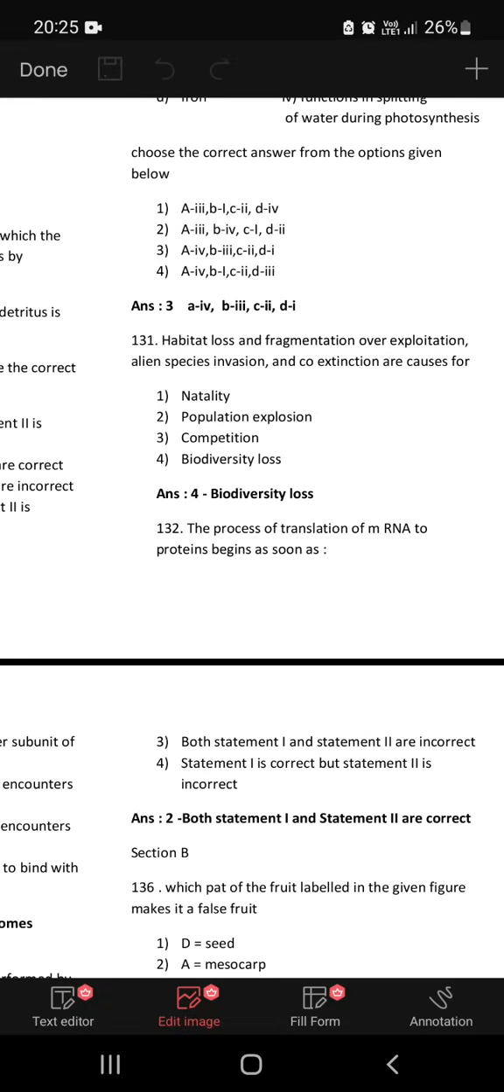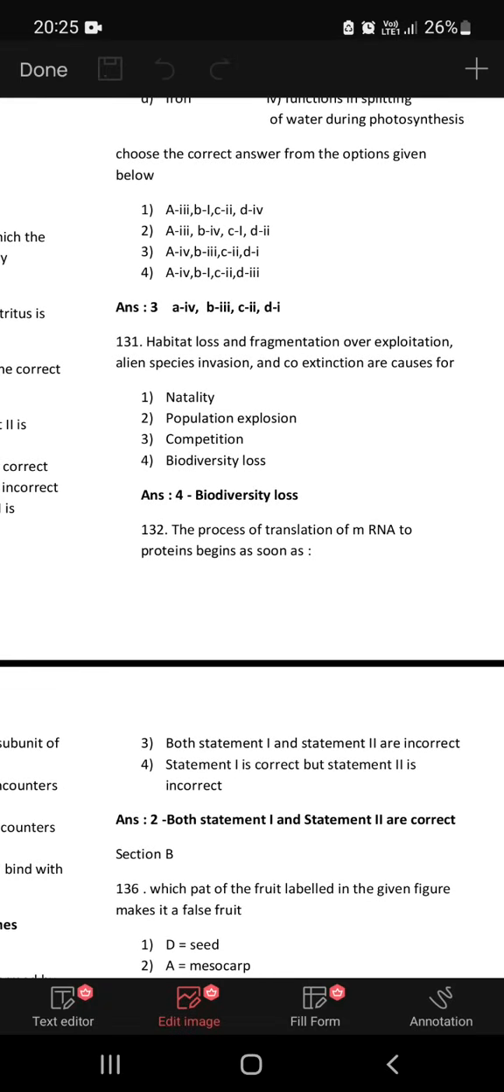Habitat loss and fragmentation, overexploitation, alien species invasion, and co-extinction are causes for biodiversity loss. So we call it as the evil quartet of biodiversity depletion. 4 evil quartets, which are habitat loss and fragmentation, overexploitation, alien species invasion, and co-extinction. So these are all the 4 evil quartets for biodiversity depletion.